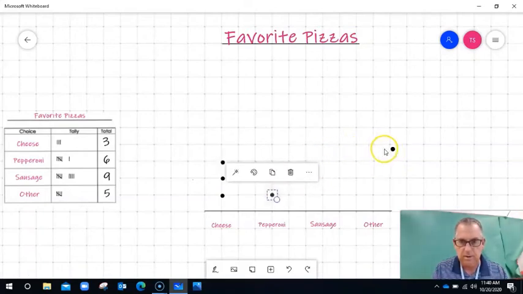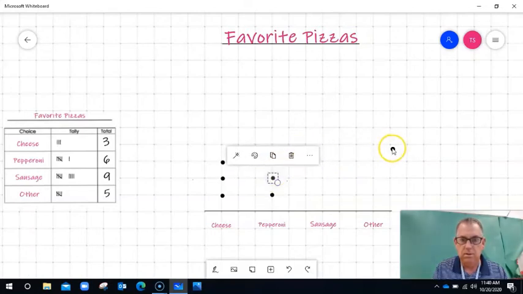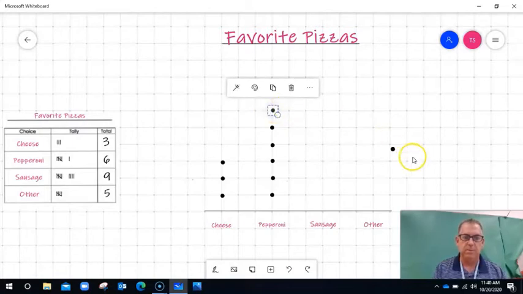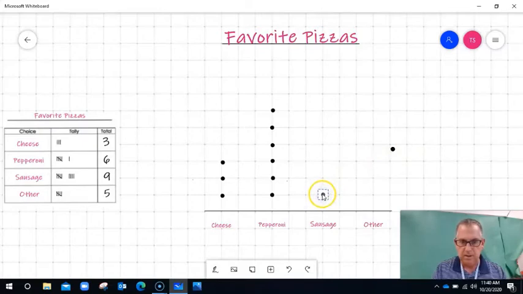That's 1, 2, 3, 4, 5, and 6. So 6 people chose pepperoni as their favorite topping. Okay, sausage, which is my most amount of data, is going to have 9.